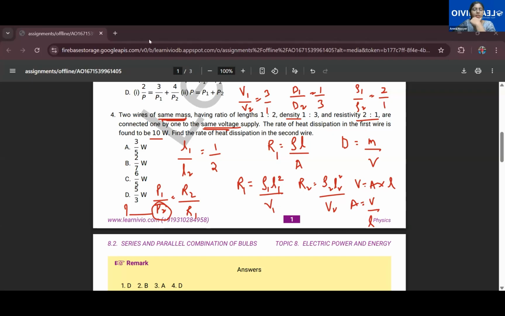Aisha has given Ohm's law's assignment. Marwa has given the power one. Ubaidullah, I haven't received your assignment.